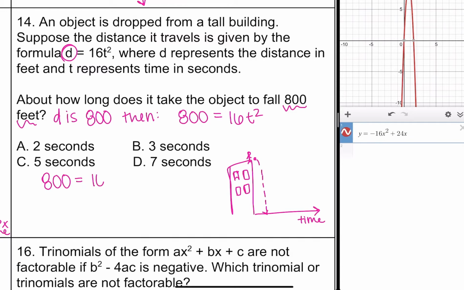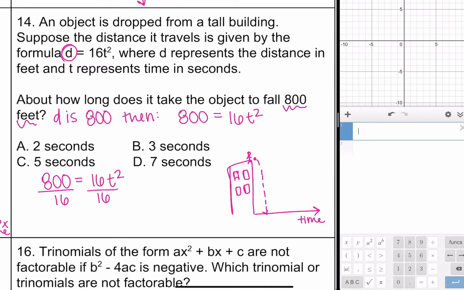800 equals 16t squared. We'll divide by 16 on both sides. 800 divided by 16 is 50. So 50 equals t squared. And now we can take the square root of both sides.